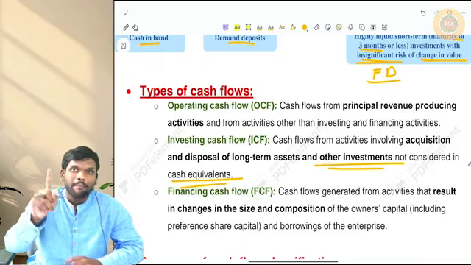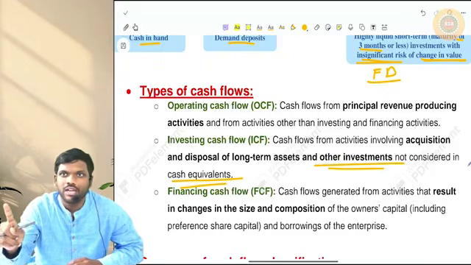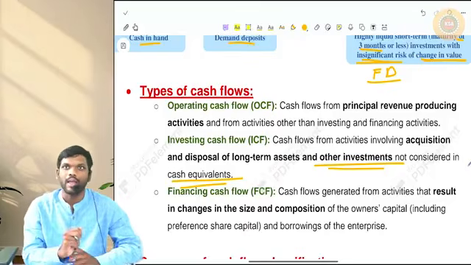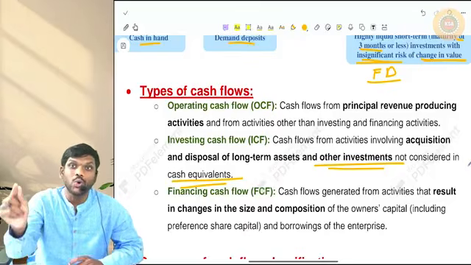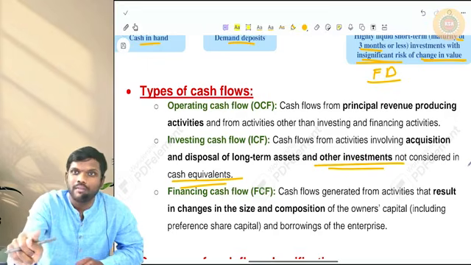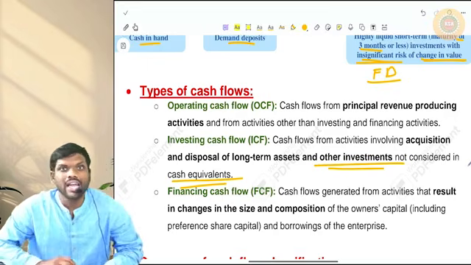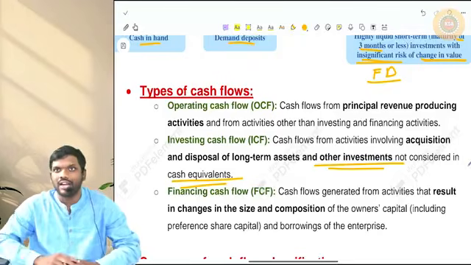Remember, purchasing plant and machinery, selling plant and machinery will come under investing activity, but selling the goods produced from that plant and machinery is not investing activity. That will come under operating activity. Ensure you have that clarity.